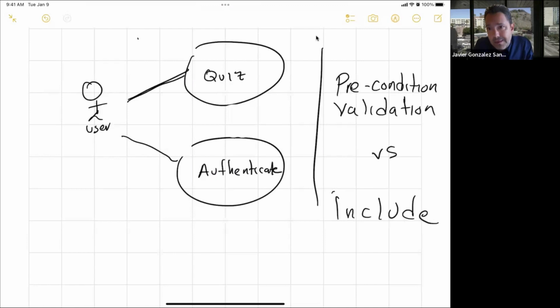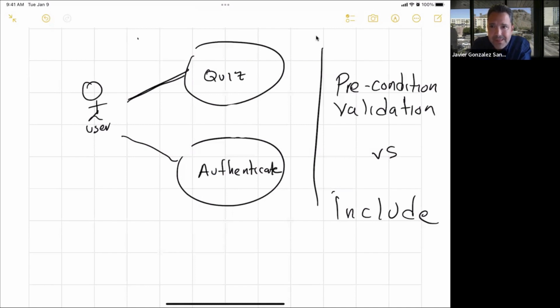Think about this as developers. Include is not the same as a precondition or a validation. Include is something that is always inside at the same time together. Again, like one method calling another method. That is include. This idea of I need to review that you are inside of the system because you were authenticated before, that is a validation. That is an if else. That is checking a flag in the session. They are not the same.